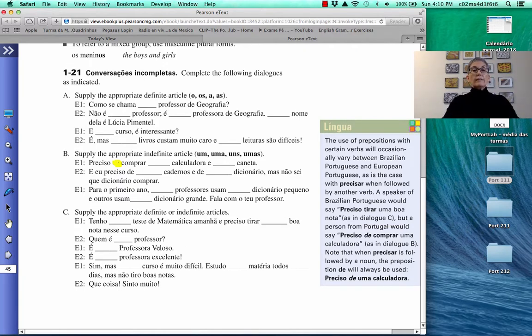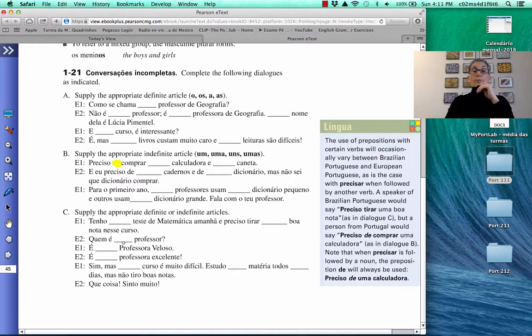Now you have them together, okay? The definite and the indefinite. So this one is a little more challenging. So, tenho, blá, blá, blá, teste de matemática amanhã. Então, tenho um teste de matemática amanhã e preciso tirar uma nota boa neste curso, ok? Remember that the verb tirar nota, that means to get a grade, ok? So I need to get a good grade, ok? Eu preciso tirar nota boa neste curso. So see here, preciso, there is a verb, so there is no preposition, ok? So here there was a little mistake.